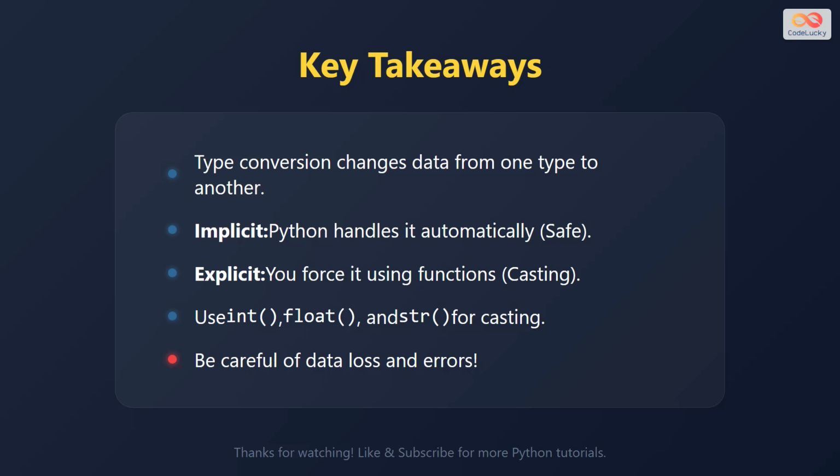To wrap up, type conversion allows us to change data types. Implicit conversion is automatic and safe for numbers. Explicit conversion requires you to use functions like int, float, or str. Always be mindful of potential data loss when casting manually.